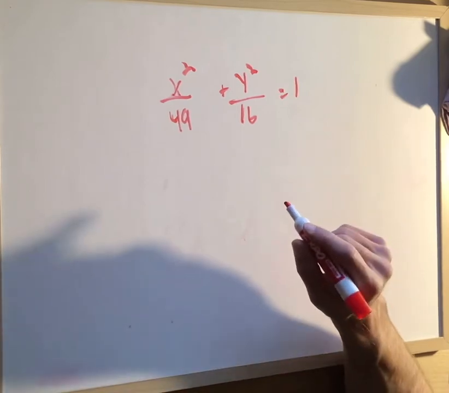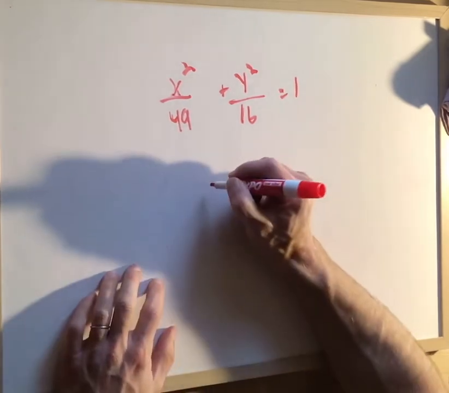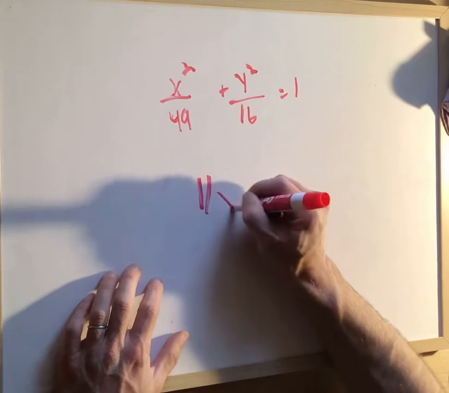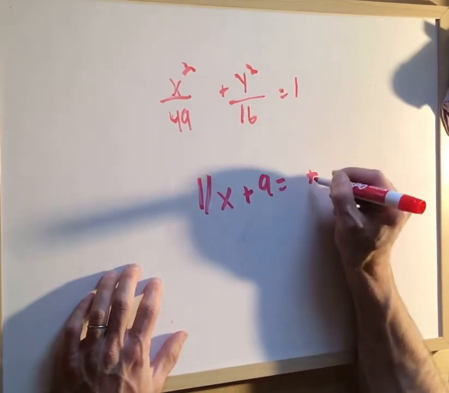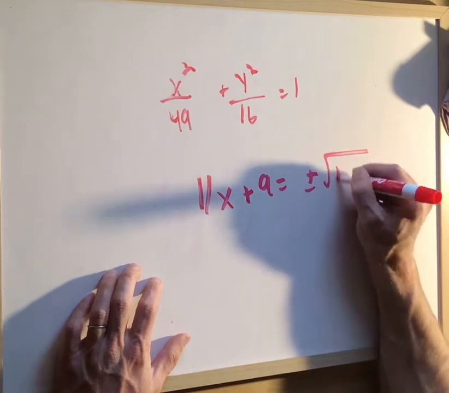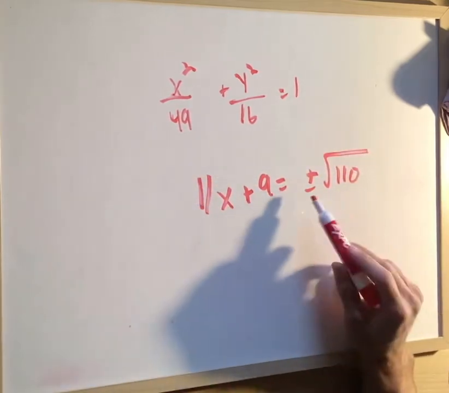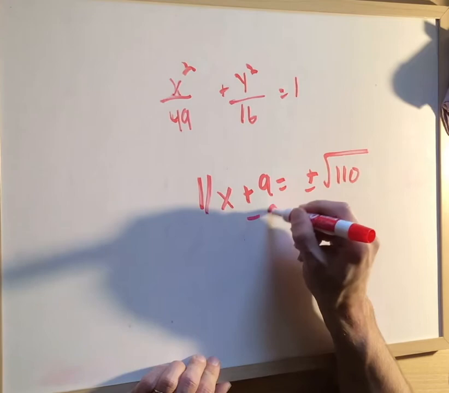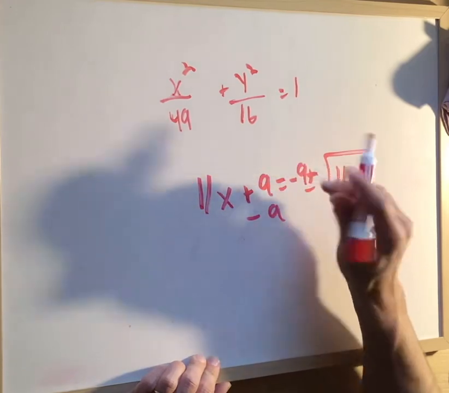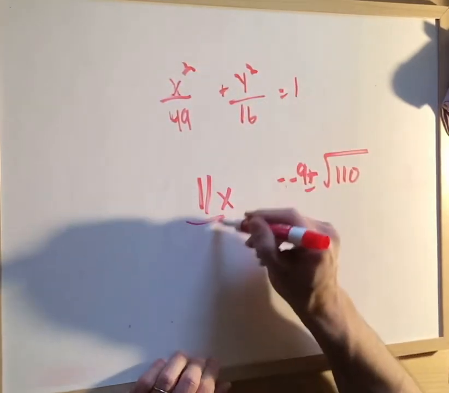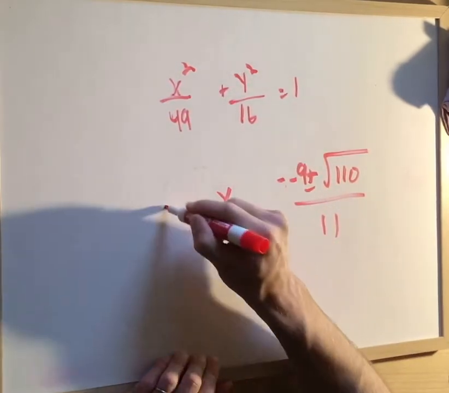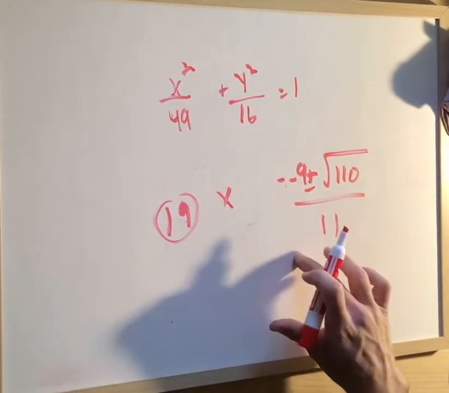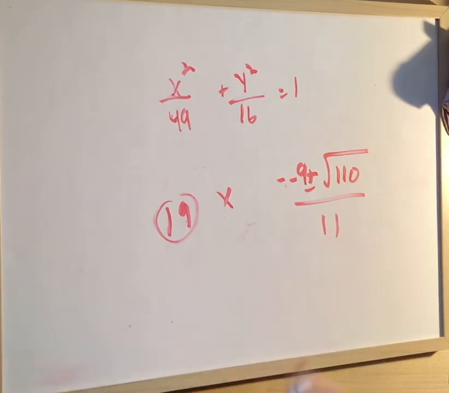You can use the quadratic formula, but what I would do is square root both sides. You have 11x plus 9 equals plus or minus the square root of, because whenever you square root something, it's always plus or minus. Minus 9, minus 9. Divide by 11, divide by 11. This is what your x equals, which is number 19. So what is that? It looks like it's C.